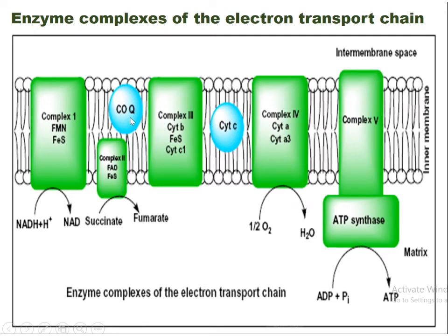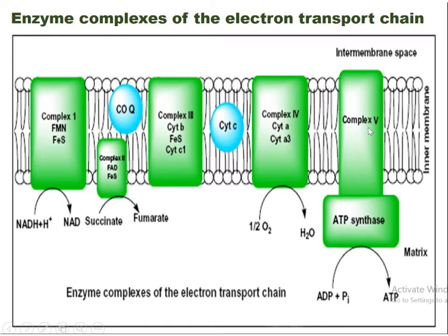Coenzyme Q transfers electrons from complex 1 and from complex 2 to complex 3. This is a transporter. Complex 3 contains cytochrome B and iron atoms and cytochrome C1. Cytochrome C transfers electrons from complex 3 to complex 4. This is another transporter, and complex 4 contains cytochrome A and cytochrome A3.